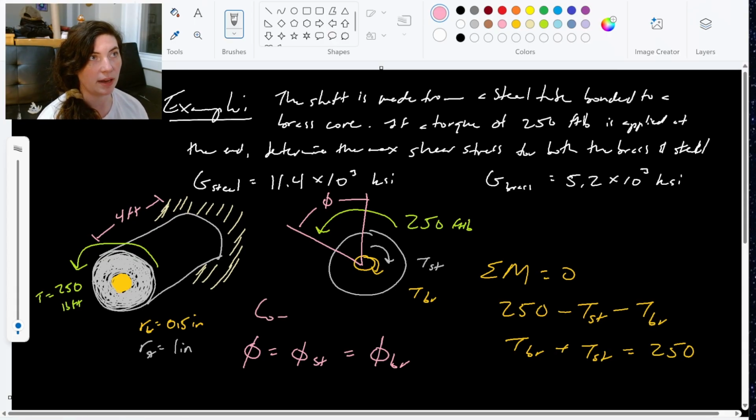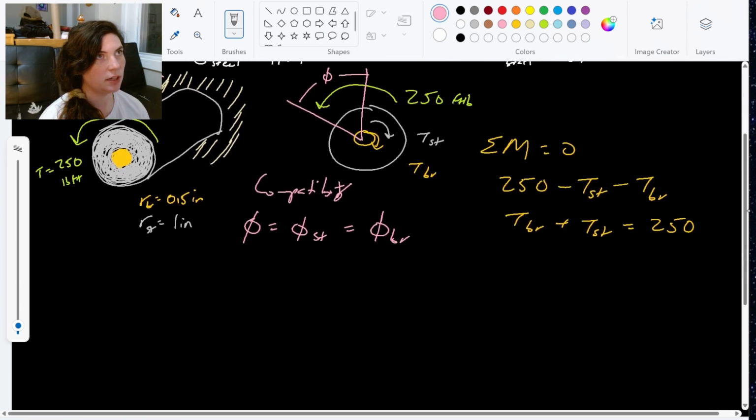So this is our compatibility. Compatibility. Again, let's pretend like I spelled it right. With that compatibility equation, we can go and set up our torque twist.